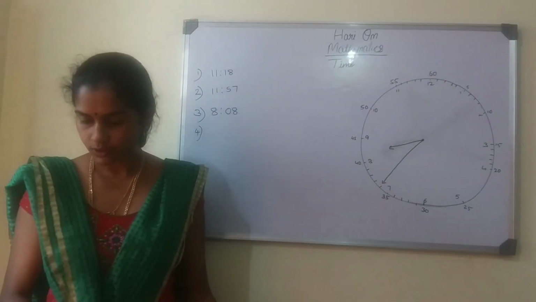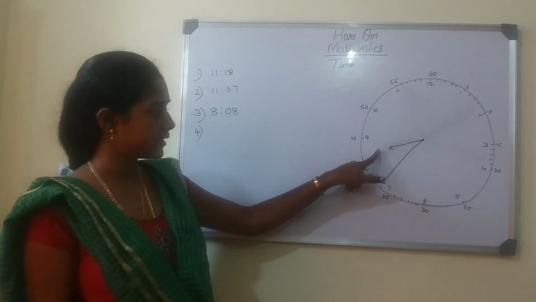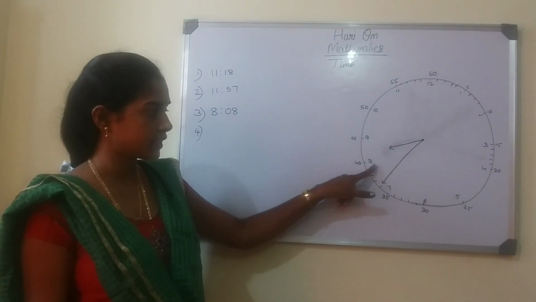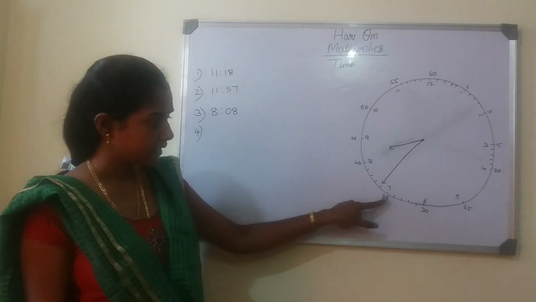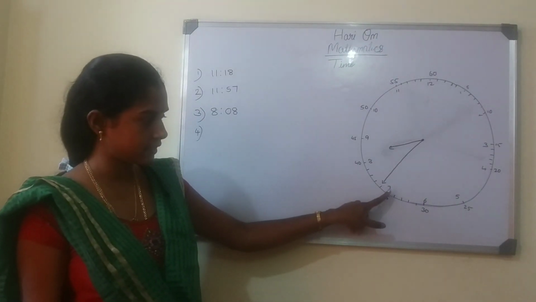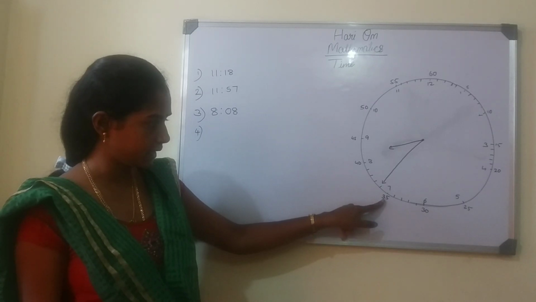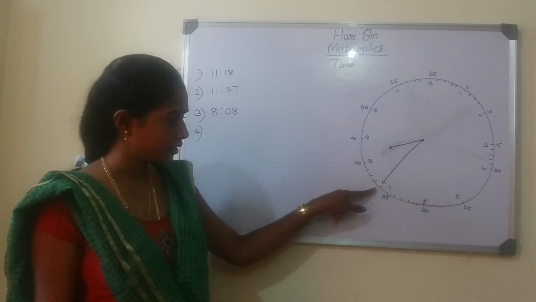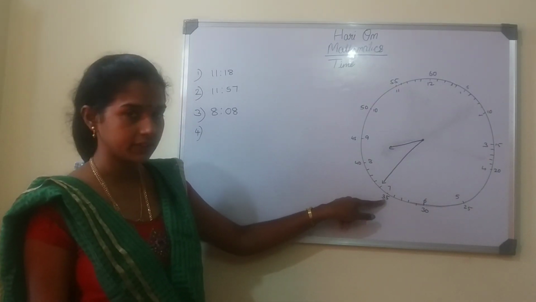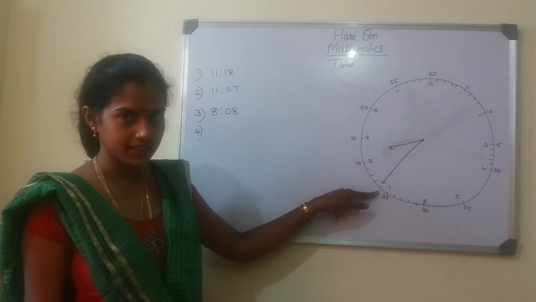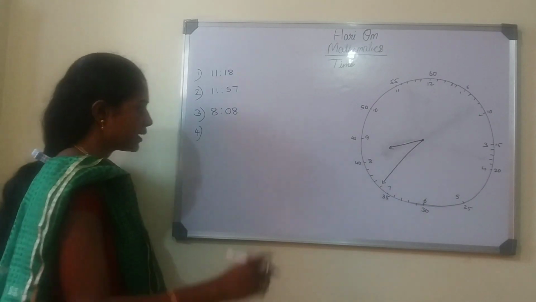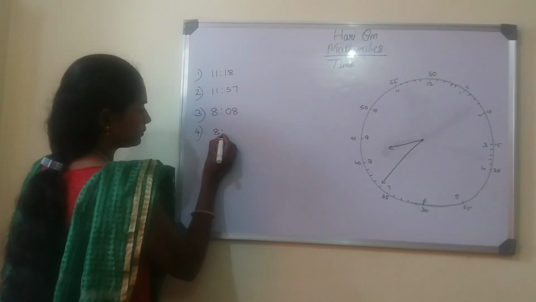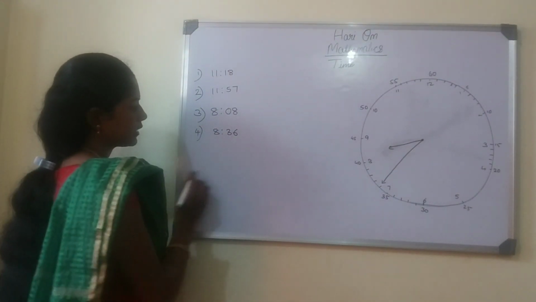Okay, children. So here the short hand is between 8 and 9. So the time is 8 o'clock, and how many minutes is it? If it is at 7, it is 35 minutes, and one line next to that. After 35, it is 36. So it is 36 minutes. 8 o'clock, 36 minutes.